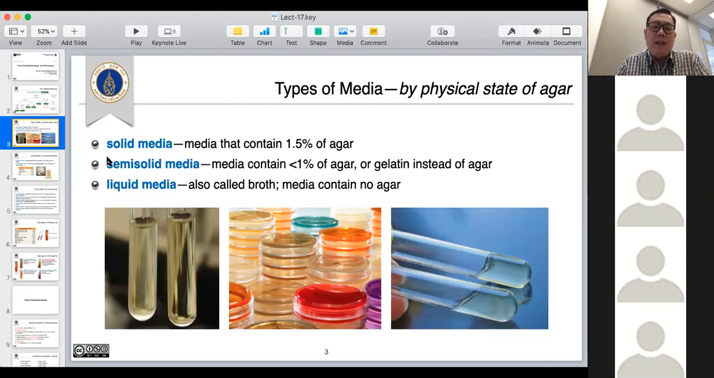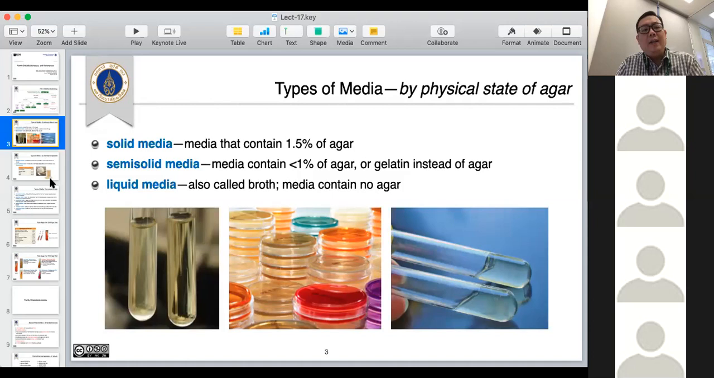The first one is solid media. Solid media contain 1.5% agar, or maybe more than this. Semi-solid media contain less than 1% agar, or instead of agar, some microbiologists use gelatin, for testing the gelatinase enzyme. And the last one is liquid media, which you call broth. No agar is contained in that media.